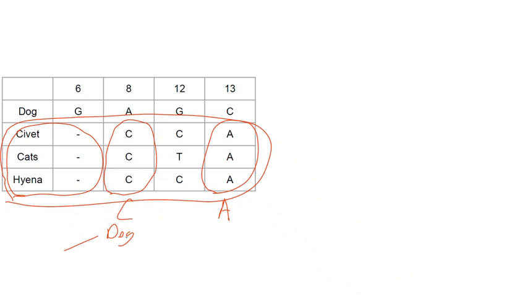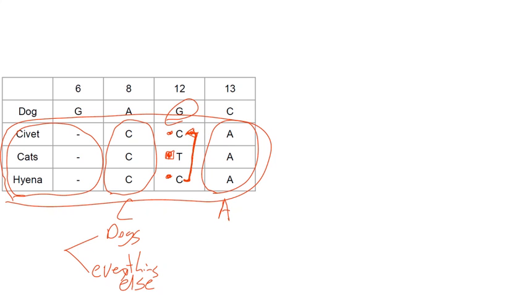We have dogs on one branch of our tree, and we have everything else. So let's look at this last position. It's G in dogs, it's C in civets, and it's C in hyenas, and then it's different in cats. It's T in cats. So this is interesting because based on these data, and let's assume these are the only data we have, that would mean that hyenas and civets are more similar to each other genetically.